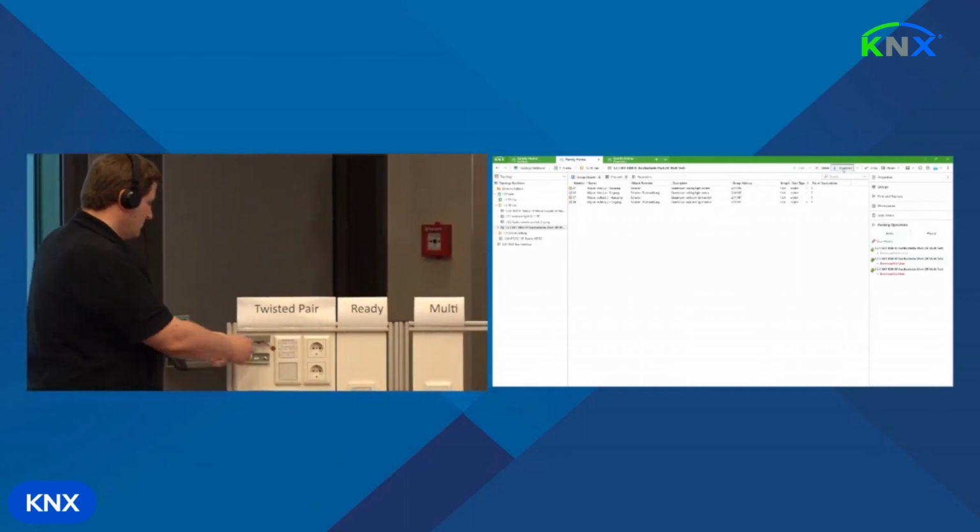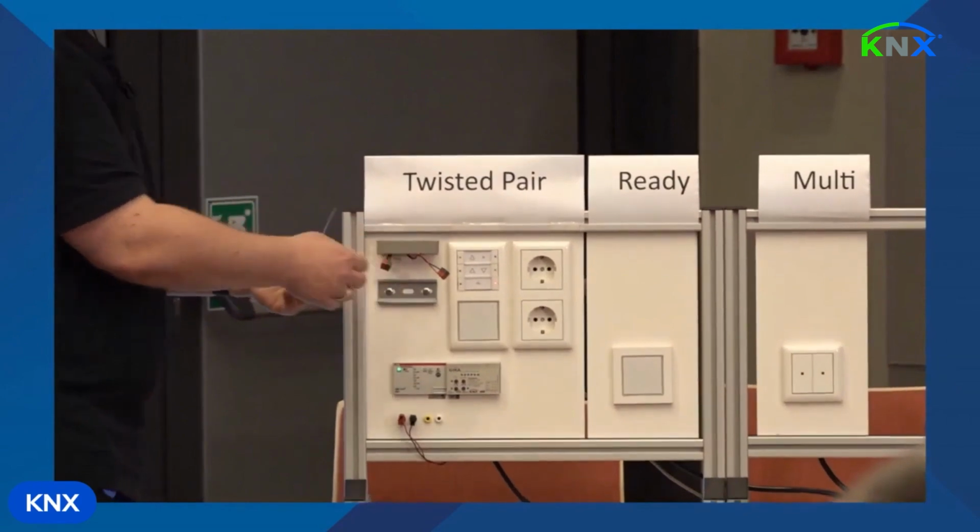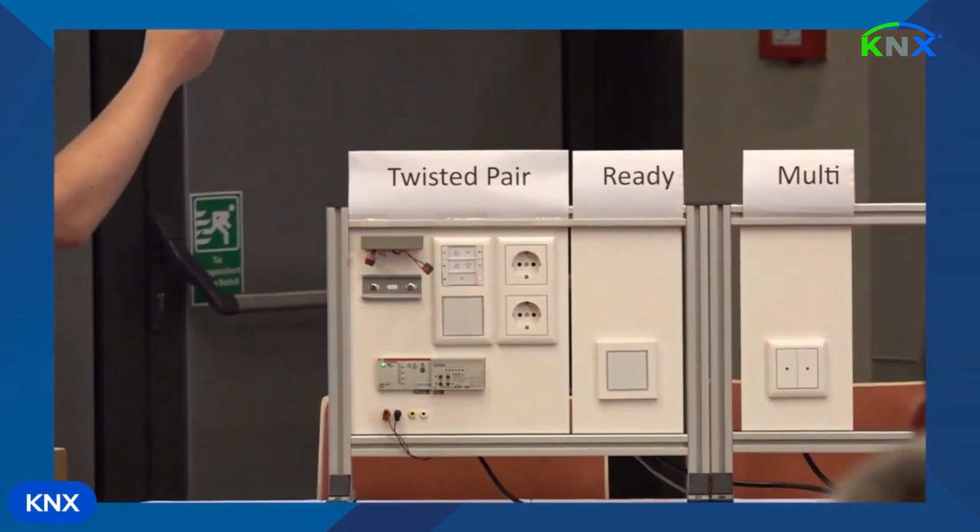So first of all, I'm disconnecting this one. Yeah, the old one out, then the new one in. Okay, you see that this existing media coupler is connected to a dedicated line that needs to be connected to the twisted pair through a main line.